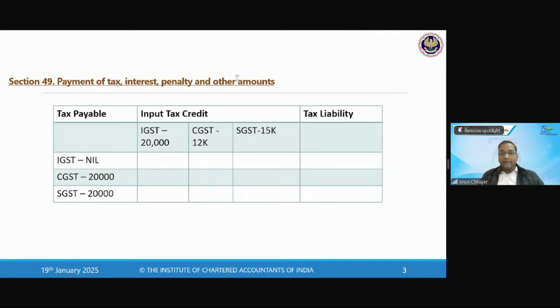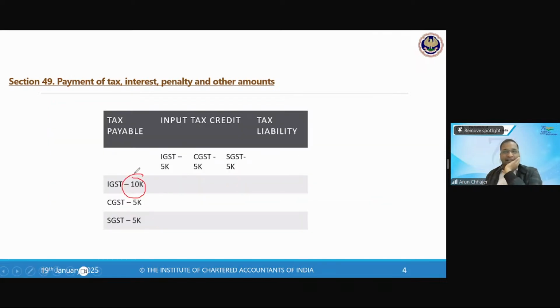Now see, you have the IGST liability of 10,000. You have the CGST liability of 5,000, SGST liability of 5,000. Similarly, you have the ITC of 5,000 under each head. Now tell me, IGST ka ITC will be given first to I, or first to C, or first to S, or any order, any manner.